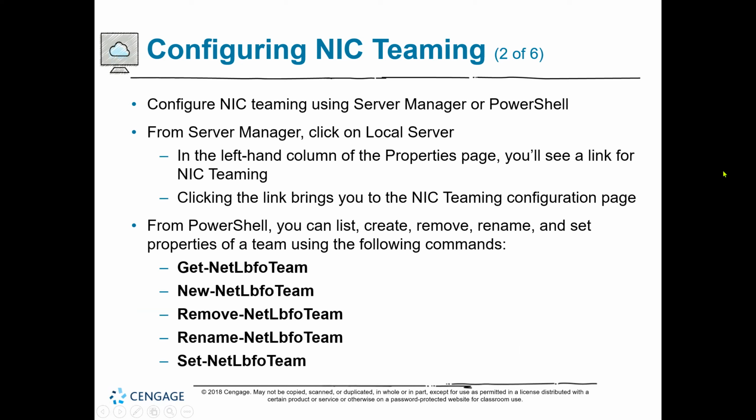Configure NIC teaming using Server Manager or PowerShell. From Server Manager, click on Local Server, and then in the left-hand column of the Properties page, you'll see the link for NIC teaming. Click the link, and it brings you to the NIC teaming configuration page. From PowerShell, you can list, create, remove, rename, and set properties of a team using the commands that are listed there on the bottom.